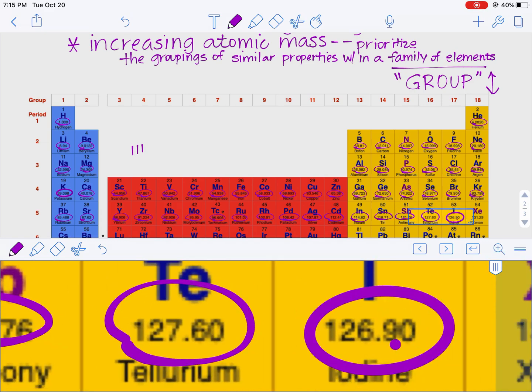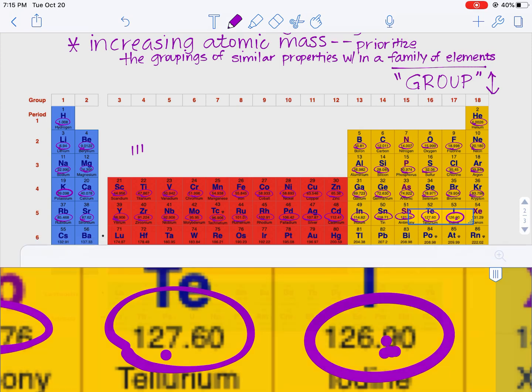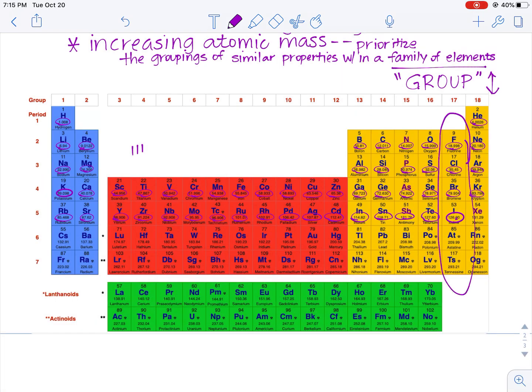That was the priority. Even though iodine has a lower mass than that of tellurium, I need iodine to be in this location because when I look at the other chemicals or elements in that family or group, they all have similar physical and chemical properties. And if I look at the other elements in the same family or group as tellurium, they have similar chemical and physical properties. So even though their atomic masses are going out of increasing atomic mass order, they've got to be put in this box, in these locations, because we're prioritizing the groupings of elements with similar properties.